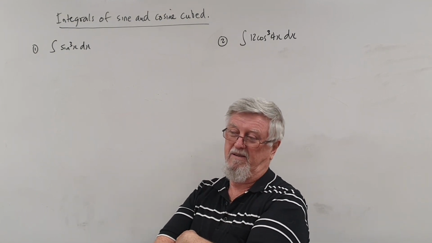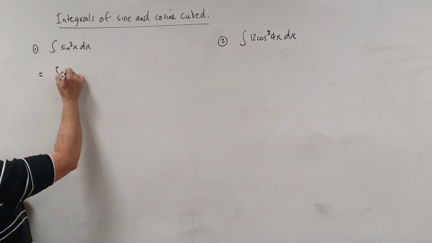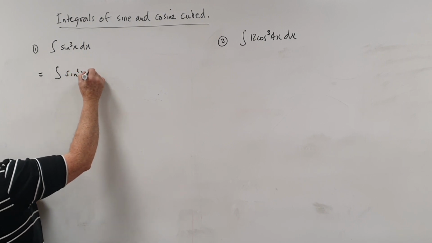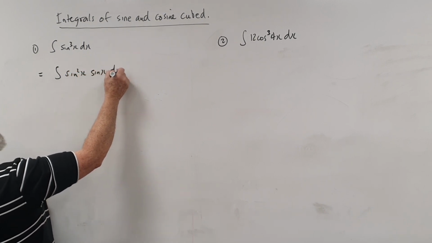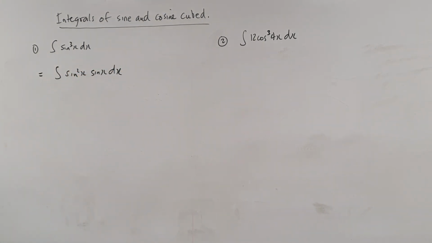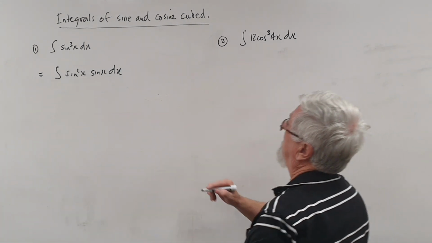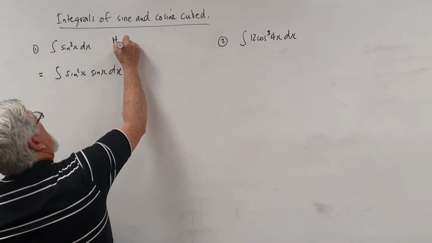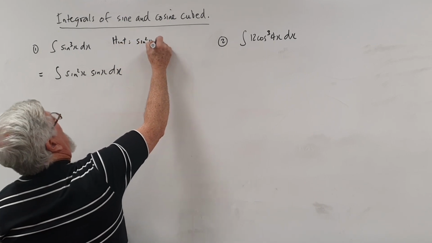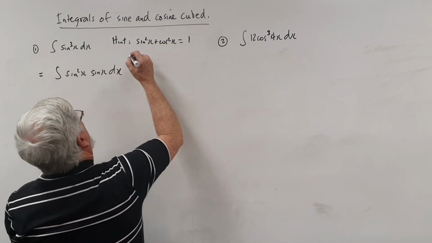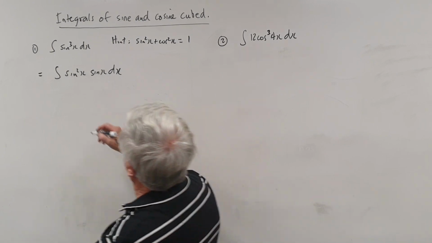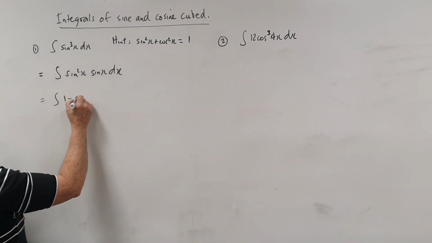Sine times sine squared x. I'm impressed. So you can just go that sine squared x by sine x. And what can I replace? We need a cos. In the middle of a sine we need a cos. In the middle of a cos we need a sine. So I could use the hint sine squared x plus cos squared x equals 1. So I can turn the sine squared into 1 minus cos squared x.